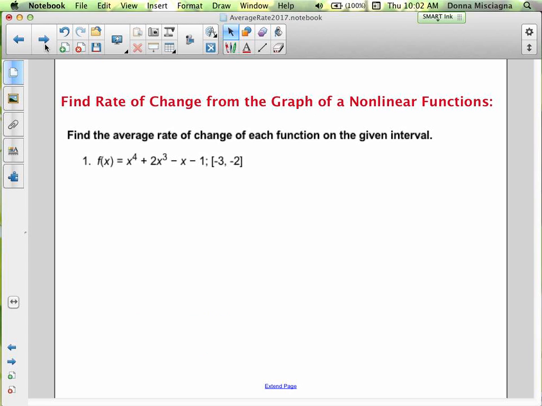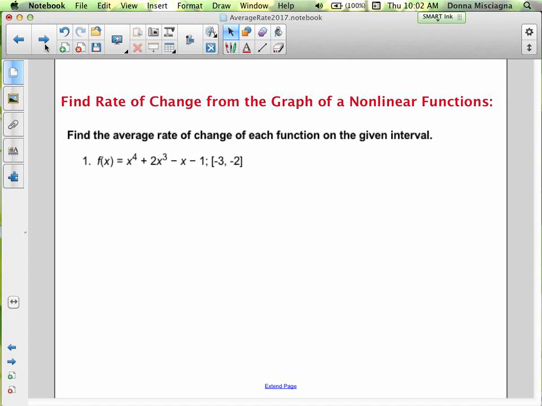All right, so now sometimes you're just given a function and you're not given a graph. That's okay. You just plug in. I'm going to show you 2 ways to plug in. I'm going to show you just regular substitution and synthetic substitution. Use whichever one you like. I like to use synthetic substitution because I can do it faster.